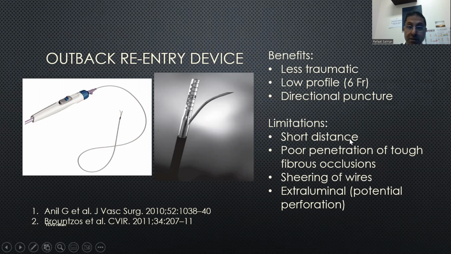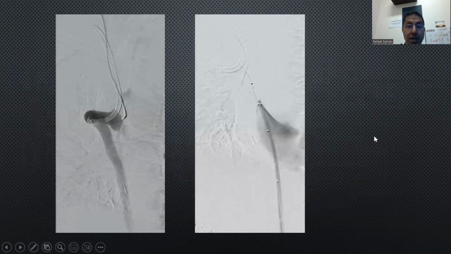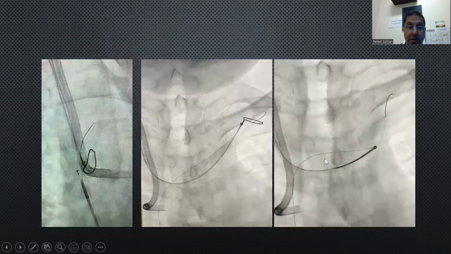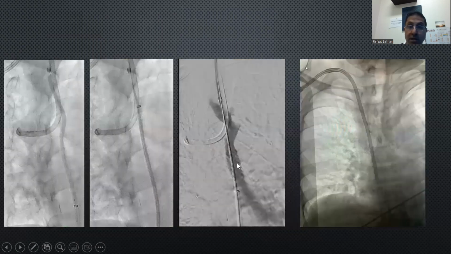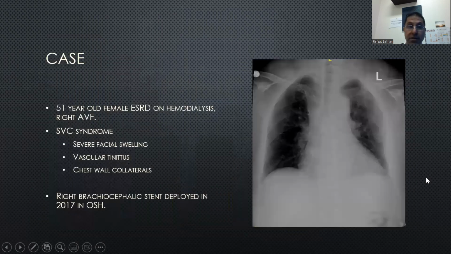There are already publications about the use of it. This is an example here of a permacath, which is going to the azygos vein, was removed, and recanalization was done from below, from the femoral axis. As you can appreciate here, the OUTBACK device putting the wire inside the left brachiocephalic vein, catching it from the other axis, and establishing a through and through axis. Again, balloon and stent and permacath reinsertion.